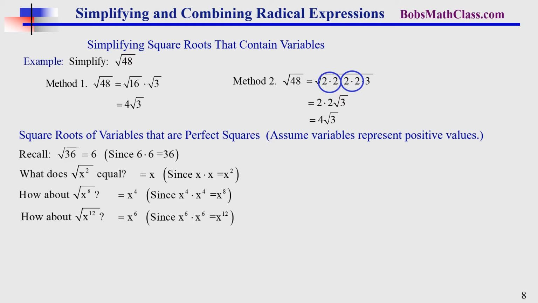Square root of x to the 8th is x to the 4th, because x to the fourth times x to the fourth is x to the eighth. We also talked about if the index is not written, it's assumed to be 2, we could just divide 2 into that exponent. So 2 into 8 gives us 4. Or in that first example, 2 into 2 gives us 1. In the last one we have here, 2 into 12 will give you 6.